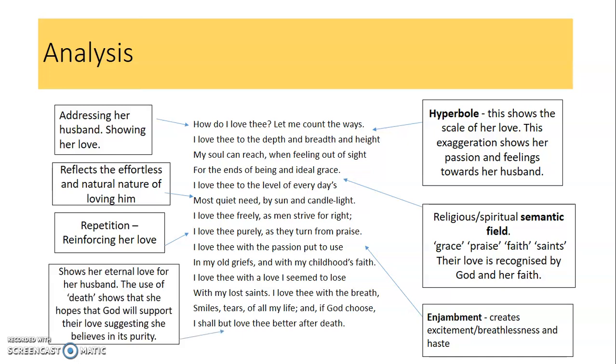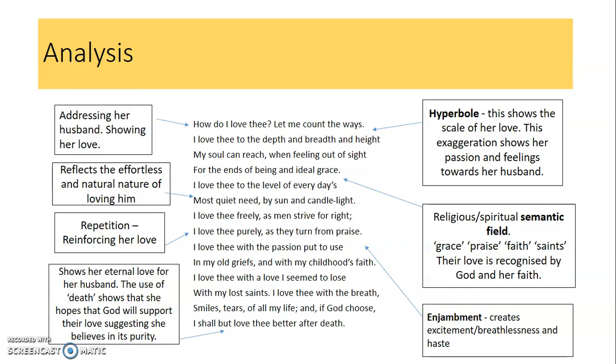So the final thing that I just want to pick up on is at the end of the poem, when she says, I shall but love thee better after death. This shows her eternal love for her husband. The use of the word death shows that she hopes that God will support their love, suggesting that she believes in its purity, that it will continue even after they have both died.